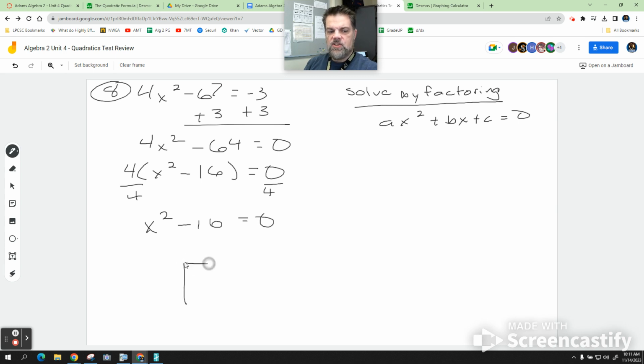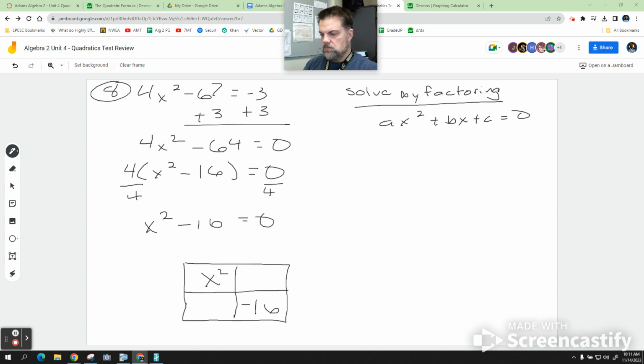Now, the grid method actually works on this as well. We just have to practice and see. So, first term goes in the first box, last term goes in the last box. Then what do we do? Well, we're going to say x times x is x squared.